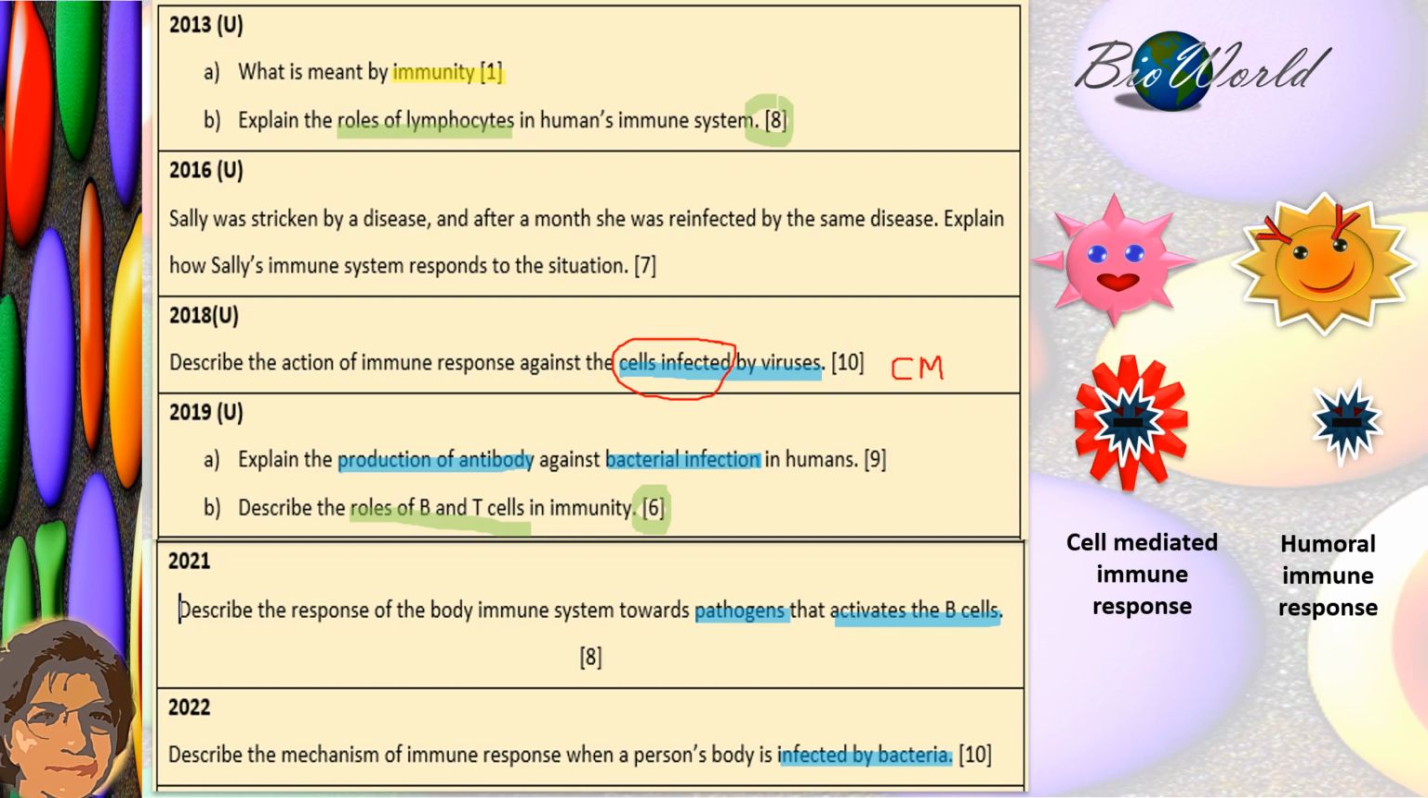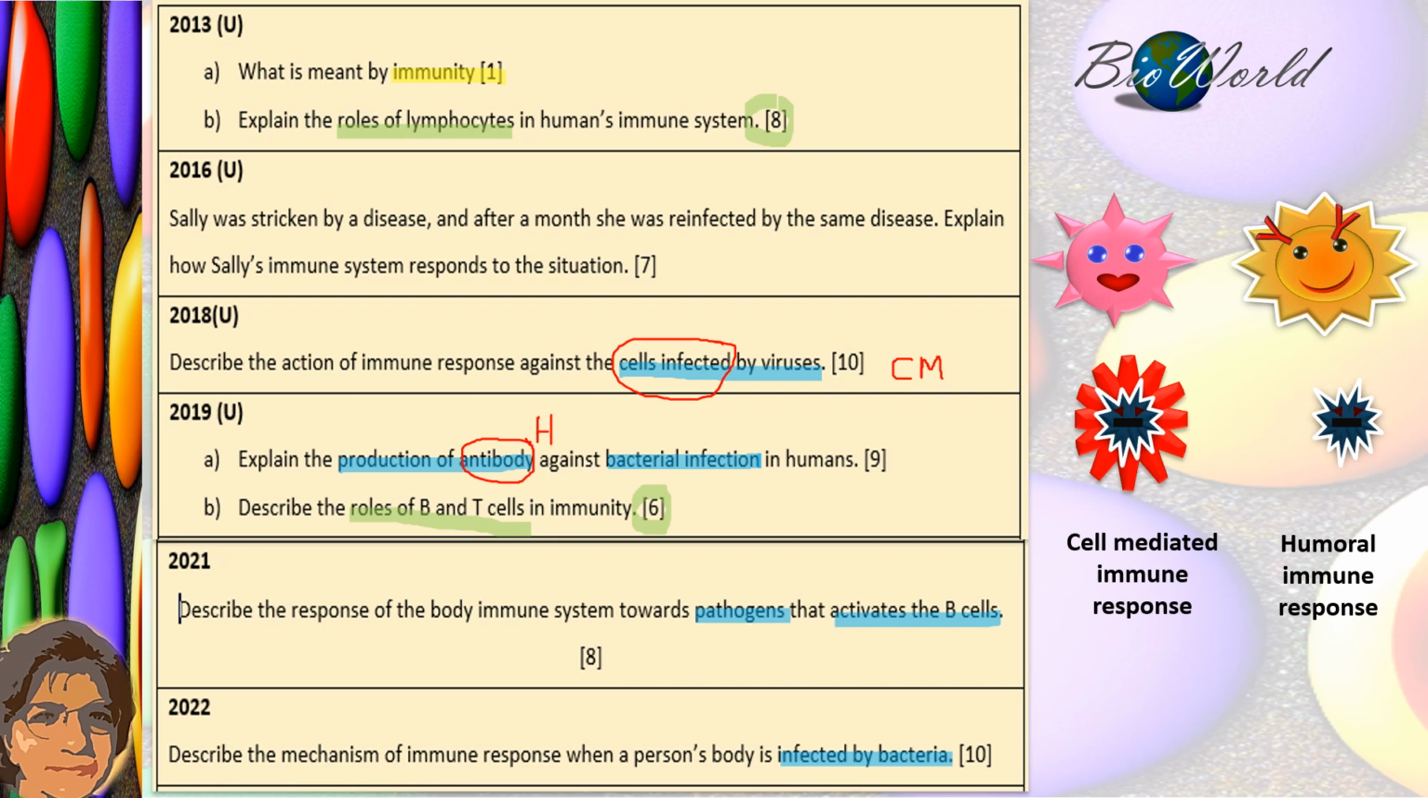Now, 2019's repeat, they tell you, explain the production of antibodies. So the cell that produces the antibody is going to be the B cell. So this is involving the humoral immune response. So you see, 2018's question tested cell-mediated, 2019's question tested humoral.